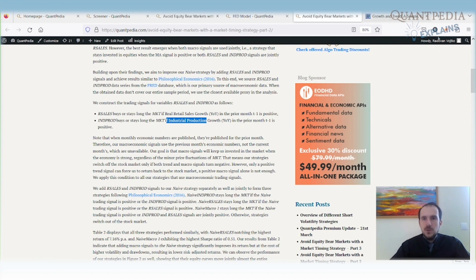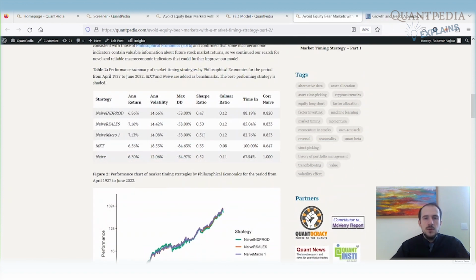I really, once again, recommend checking the article. We tried to replicate the strategy, so we did a combination of sales and industrial production. We can compare here the naive macro one, the strategy that combines these two macroeconomic indicators, and we can compare it to the traditional price-based naive market timing strategy.